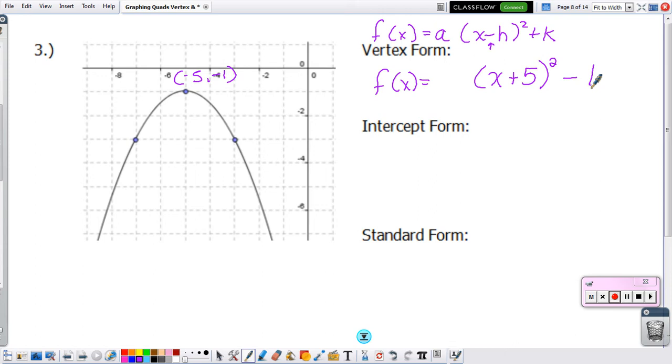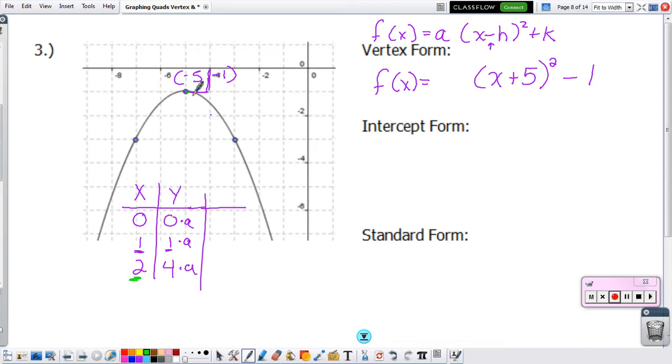Now let's go back to our parent table. We have a 0, 1, 2, 0, 1, 4. Remember, we are multiplying these by a to get what the actual point is. So let's look at our graph. Normally I would go over 1, up 1. That's not working for us. Even if I go over 1, that's just not a good point. So I'm now going to try the 2. Normally if I go over 2, I'm supposed to go up 4, but I did not. I went down a negative 2.